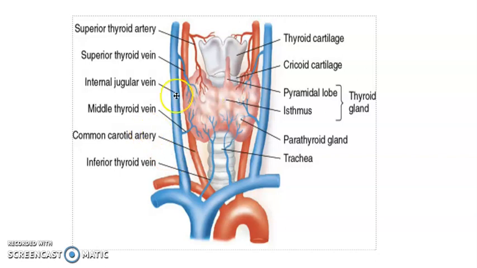Then talking about the venous supply. That just follows the artery. You have superior thyroid vein, inferior thyroid vein, as well as one different vein, the middle thyroid vein. And the significance of knowing the middle thyroid vein is that it is the first vessel to be ligated during the thyroidectomy surgery. So that's the importance of knowing it.